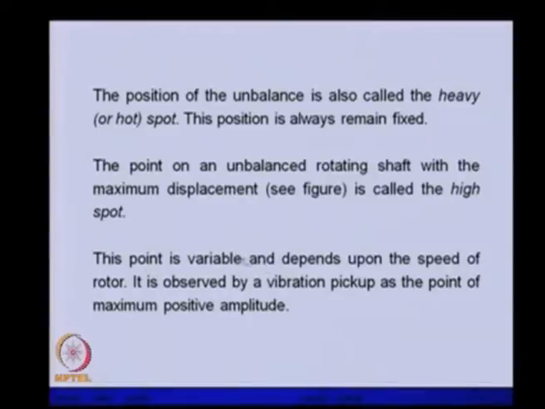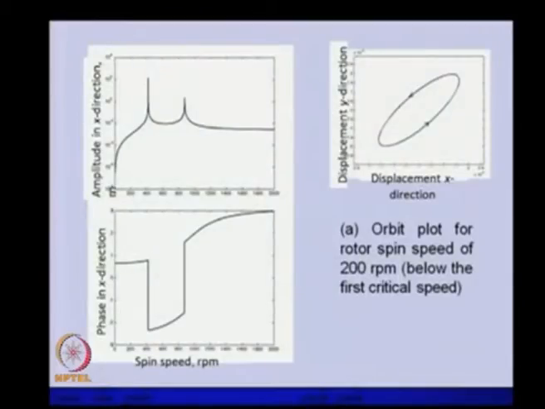Because once we are rotating the rotor in the flexible mode, we know that this high spot may change. So that is why it depends upon this particular speed. This is a typical unbalanced response. You can see there are two critical speeds of the rotor.